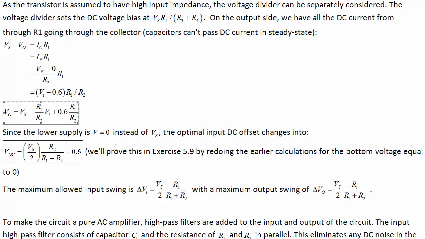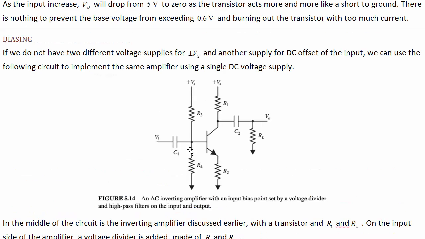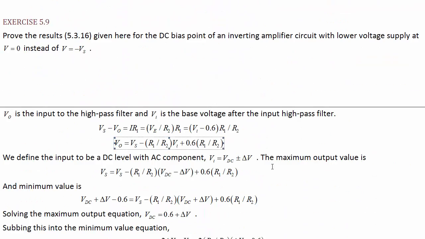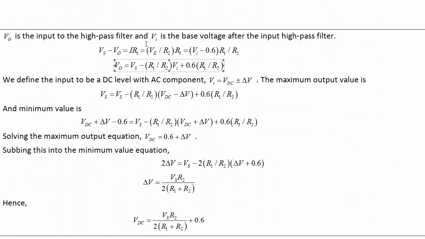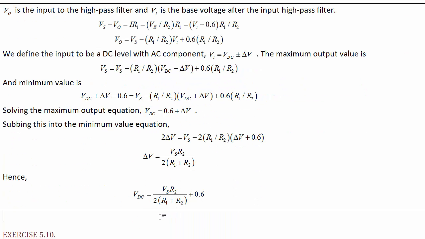So what determines the maximum input and output range? The maximum input range would correspond to the minimum output, which is where the collector voltage is the emitter voltage. The minimum input is the maximum output, which is where the collector voltage is Vs. Setting both of those constraints up, you can rederive that expression. Exactly the same as we did before.